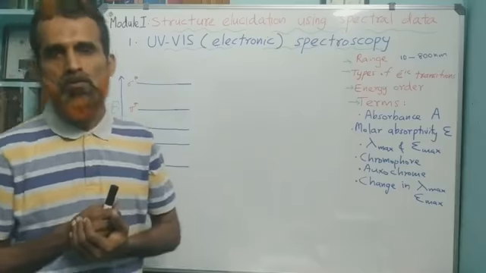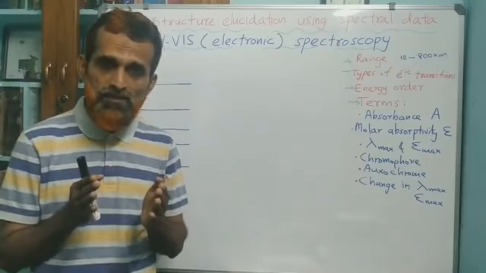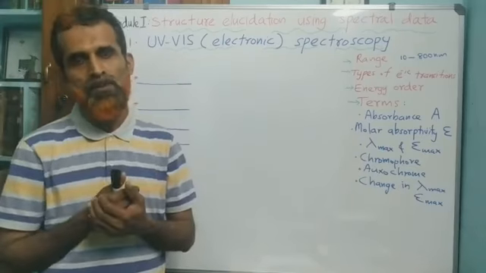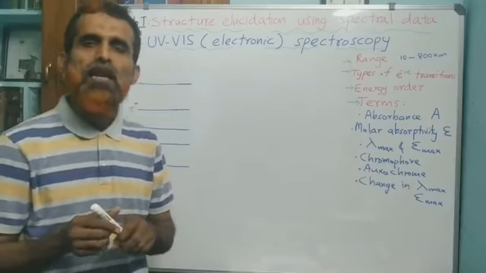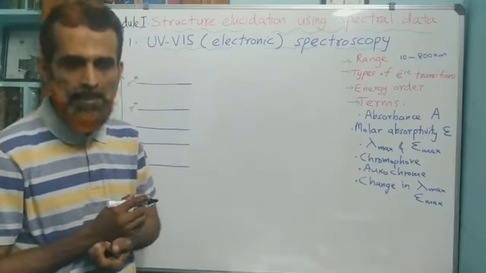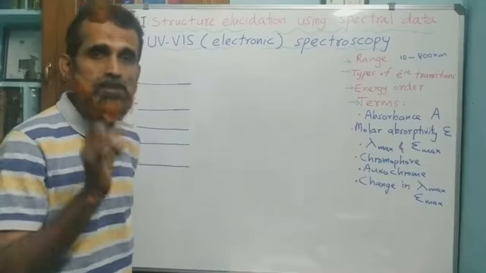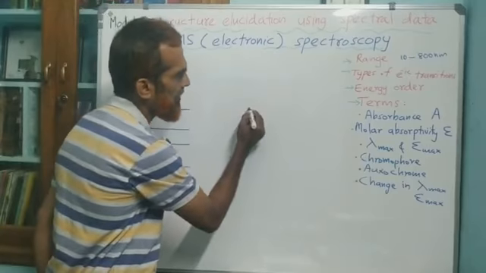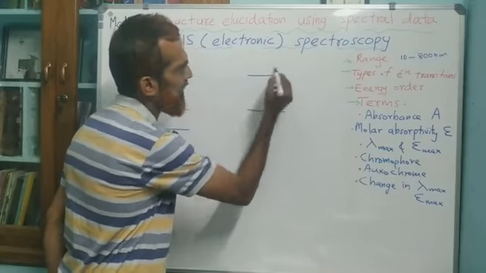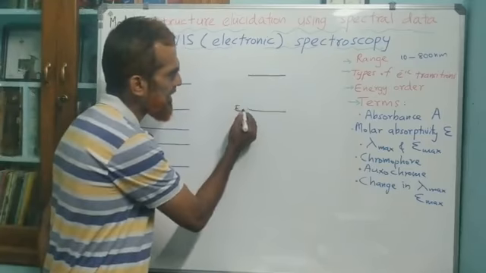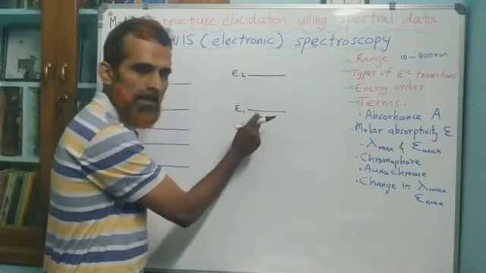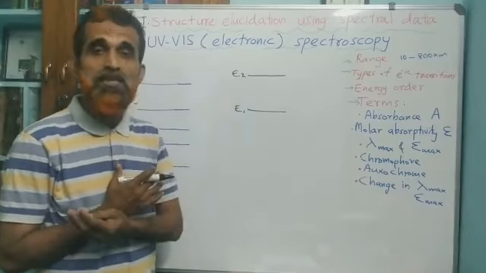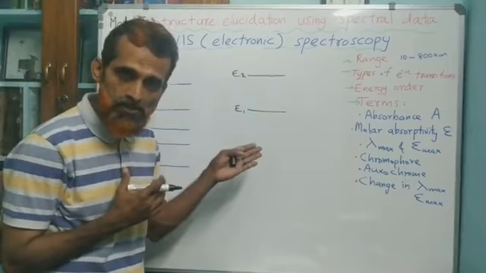What is meant by spectroscopy? Spectroscopy deals with interaction of electromagnetic radiation with matter or molecules, and in any spectroscopic technique you can see that it involves transition of a molecule from lower energy level to higher energy level. For example, suppose there are 2 energy levels, E1 and E2. This is the ground energy level and this is the excited energy level. It can be of various types of energy levels like electronic energy, vibrational, rotational, etc.